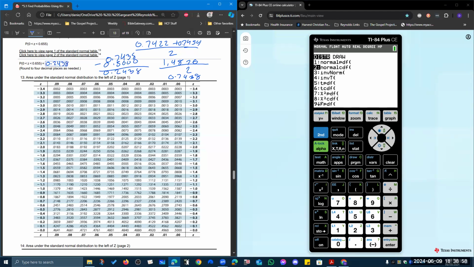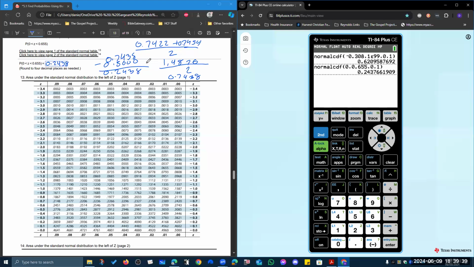There we go. Normal CDF, let's use a lower limit of 0, an upper limit of 0.655, and we're still using Z values, so we have a mean of 0 and a standard deviation of 1. And 0.2438 is right on the money. When we round to 4 decimal places, you'll see that it was actually a little smaller than that, but it's within the margin of error when we round to 4 decimal places.